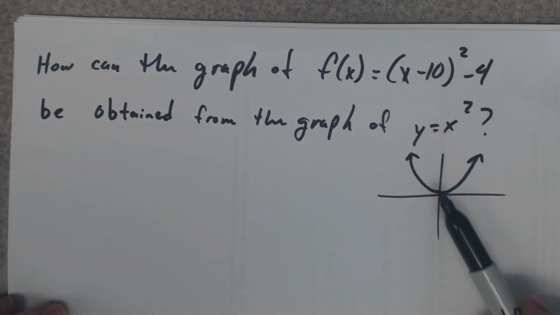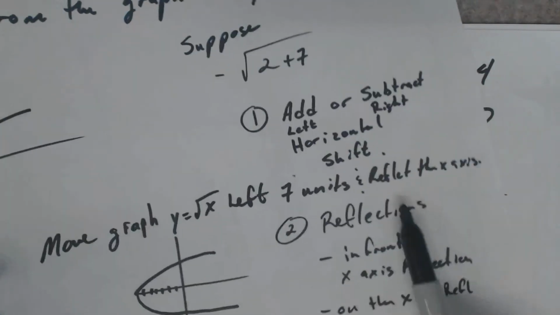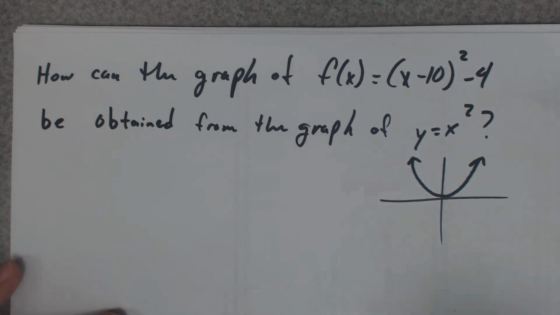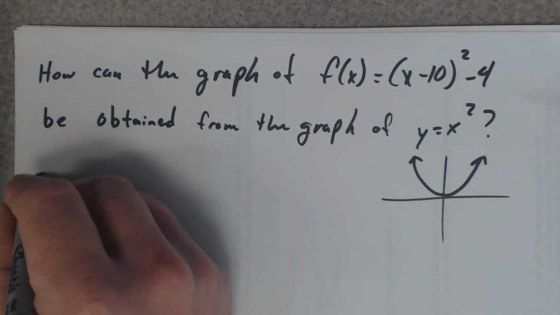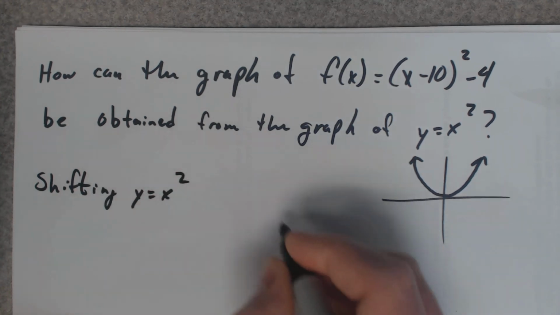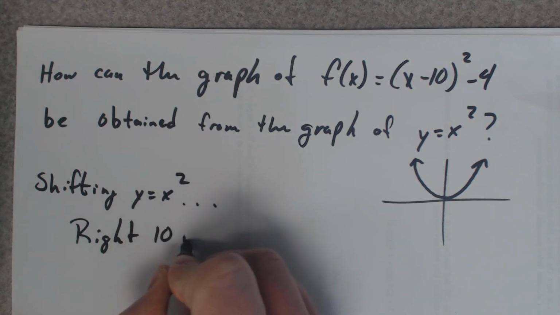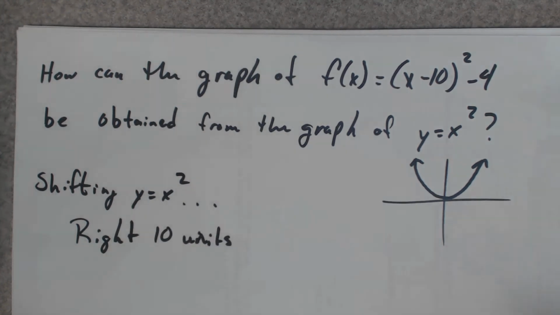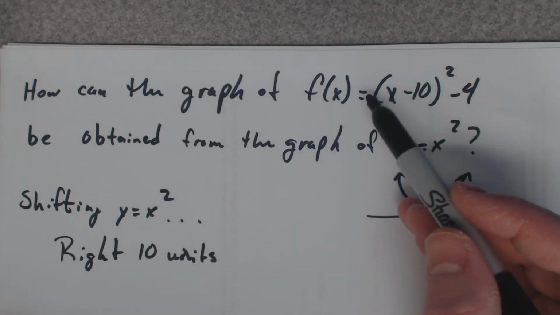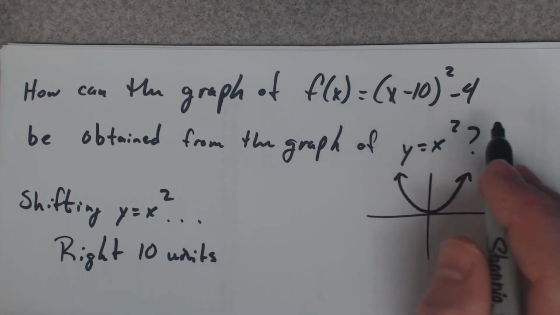Minus 10 you would think would be to the left, negative, but remember, it's backwards. It's not how it works. It's to the right. So it can be attained by shifting y equals x squared to the right 10 units. Is there any reflections? There's nothing in front. There's no negative in the front. There's not a negative in front of the x, so there's no reflections.